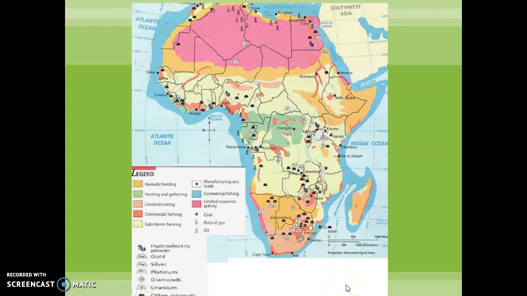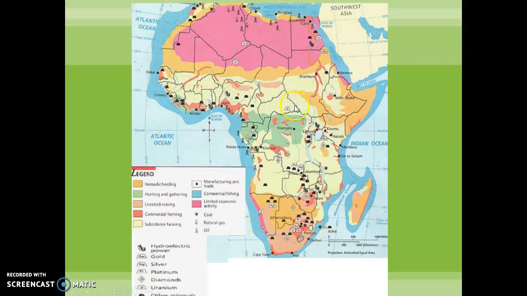Now let's focus on the color. The colors mean something. So this pink shaded region here and along the coast, that's limited economic activity. And that's mostly because those are deserts. Okay? Along the coast, you can see there's commercial fishing, which makes sense. They don't just fish for themselves, they fish and sell it commercially.